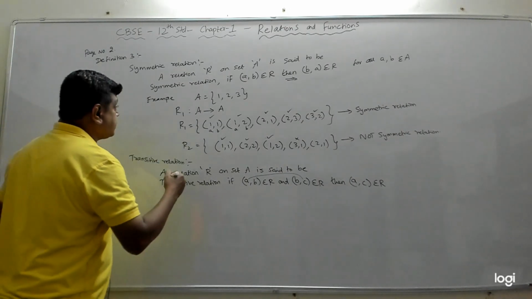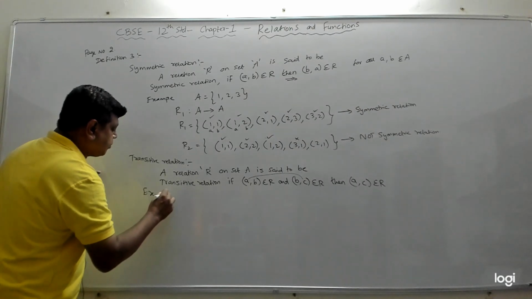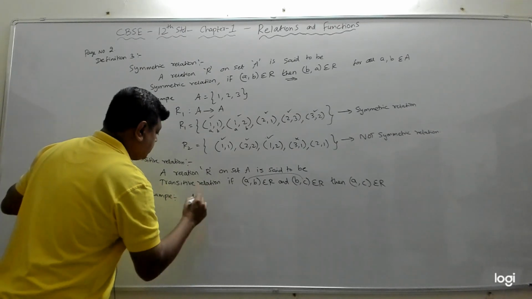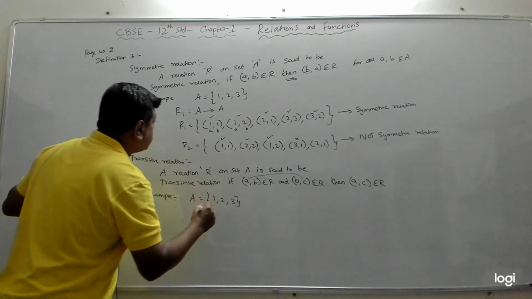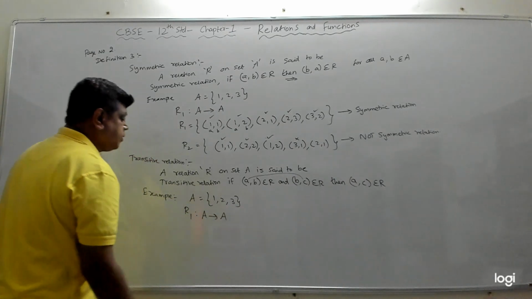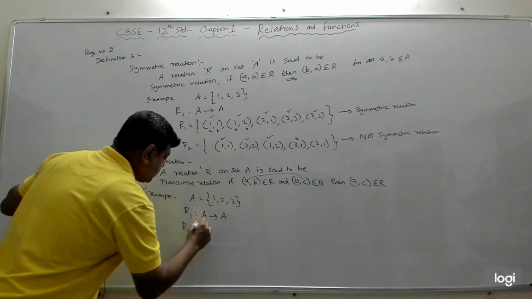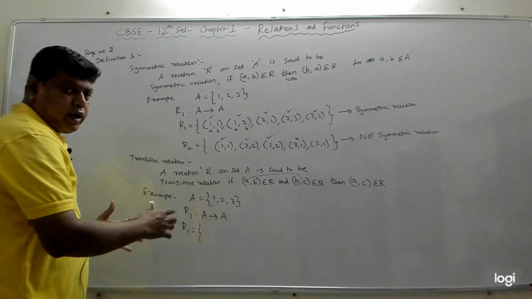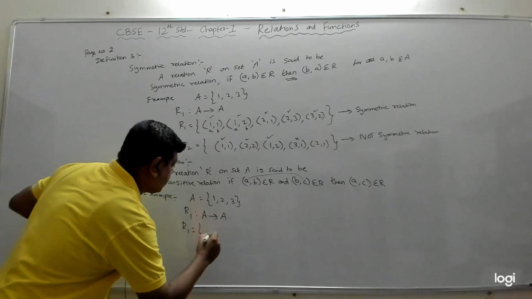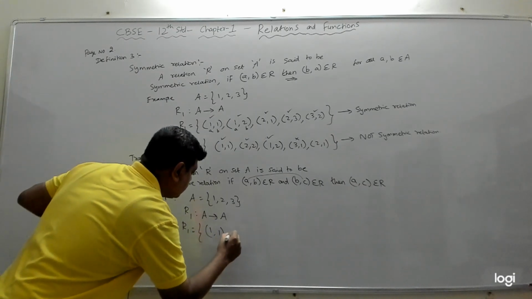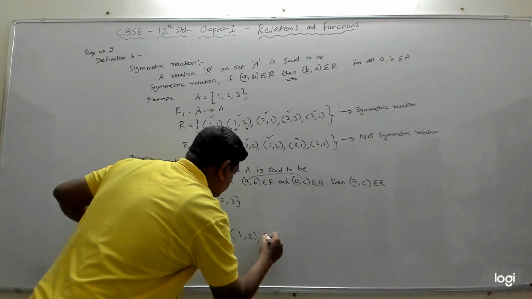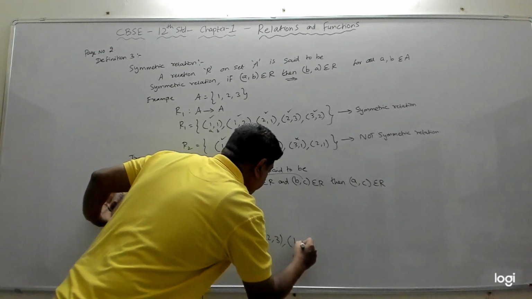Now let's take an example for that. Suppose again A is the set 1, 2, 3. Then I'm defining a relation. Suppose R1 is a relation from A to A. Then I'm writing R1 as some subset of A cross A. Now what is that? Suppose I write this as 1 comma 1, 1 comma 2, 2 comma 3, 1 comma 3.